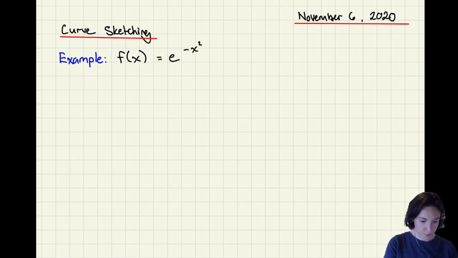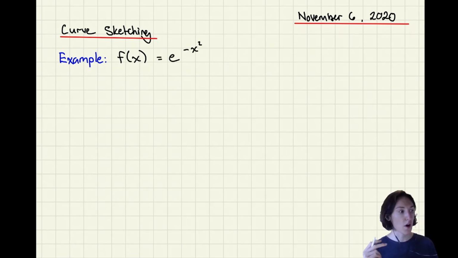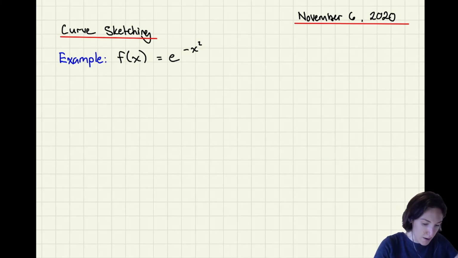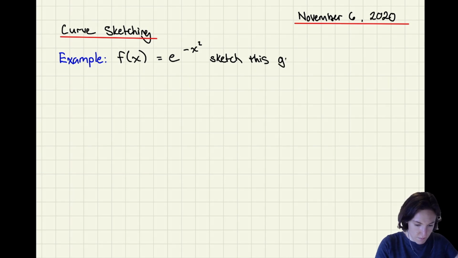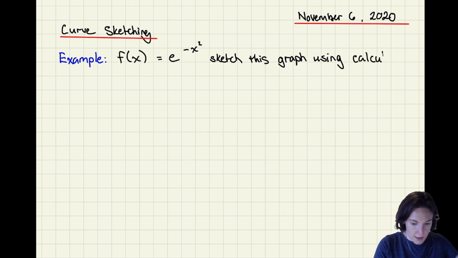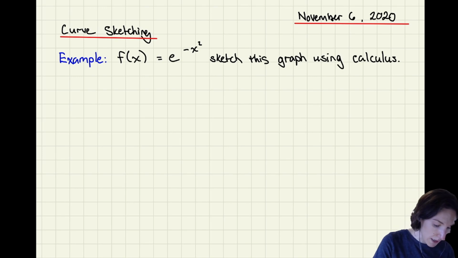So f of x is equal to e to the power of negative x squared. Okay, so we're going to sketch this graph using calculus. And actually, this one's accidentally also very good for COVID stuff, so this is going to work out well. Okay, so step 1, domain.